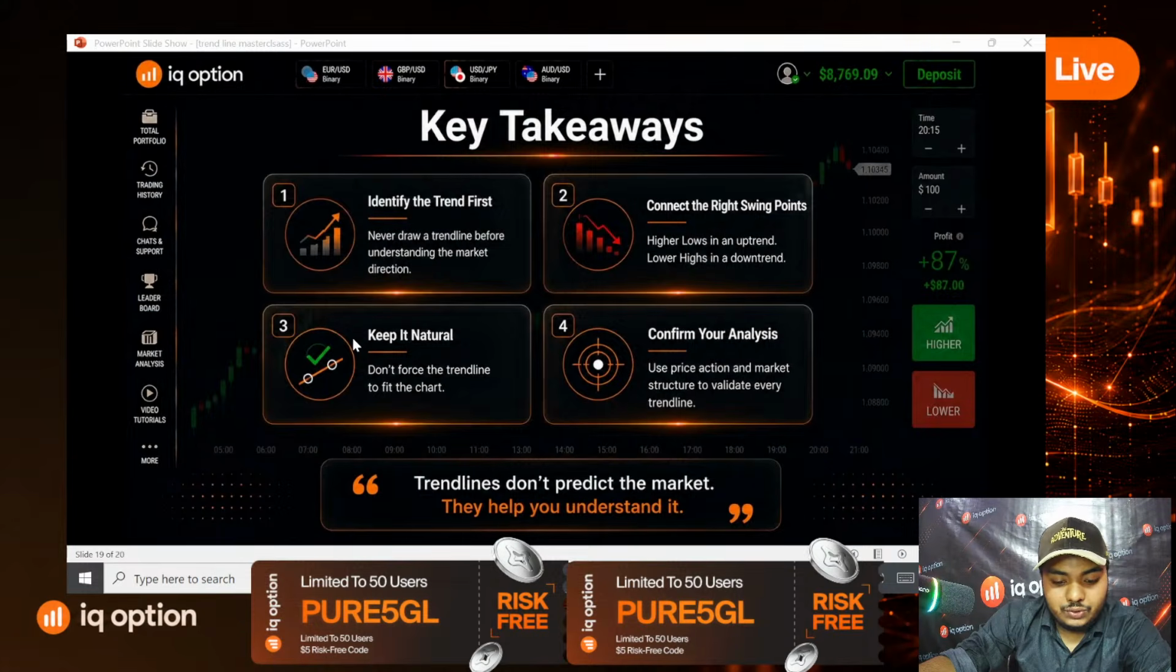Always combine it with price action and market structure, obviously. Before making any trading decision, combine all the things together so that you do not make any mistakes in trading. And if you follow these four rules consistently, your chart analysis will become much more accurate and confident. So a trend line is more effective when it is simple, natural, and supported by price action and market structure. Remember these takeaways, guys.